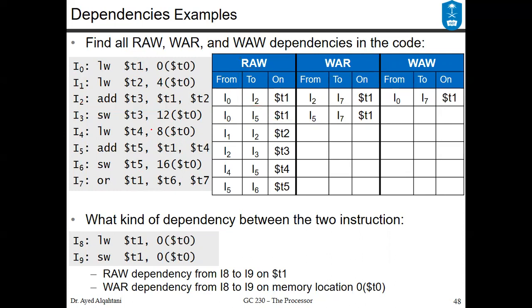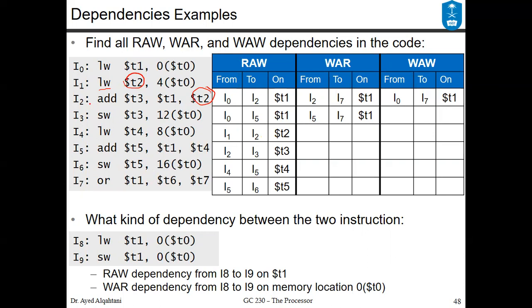Now, you do the same for instruction I1, and be aware of the instruction type. This is a load, and because this is a load, this is a destination. Since this is a destination, this is a write for sure. Is there a read after write? Is there a T2 read anywhere in the subsequent instructions? Yes, it's read here. So there is a dependency between I1 and I2 on T2. You keep looking and you won't find anything else.